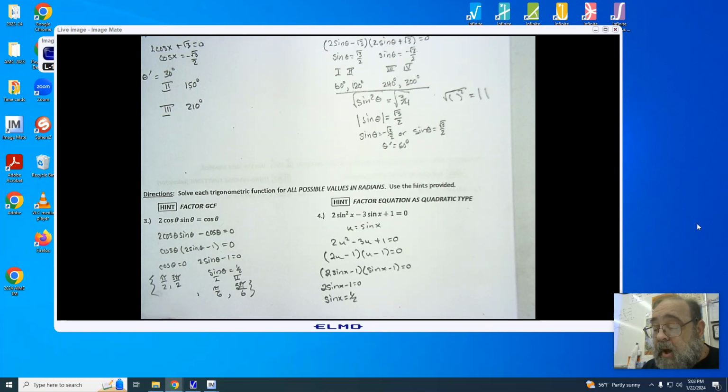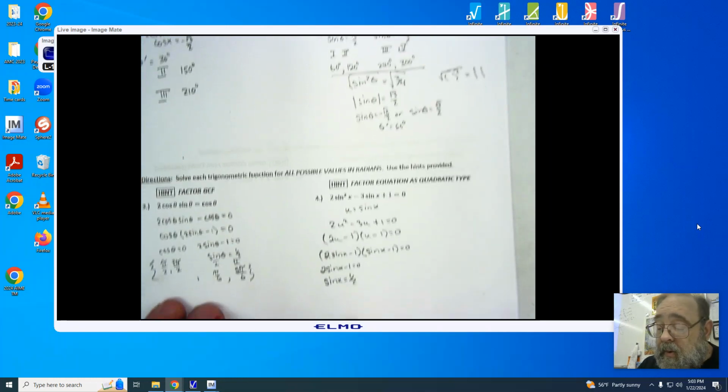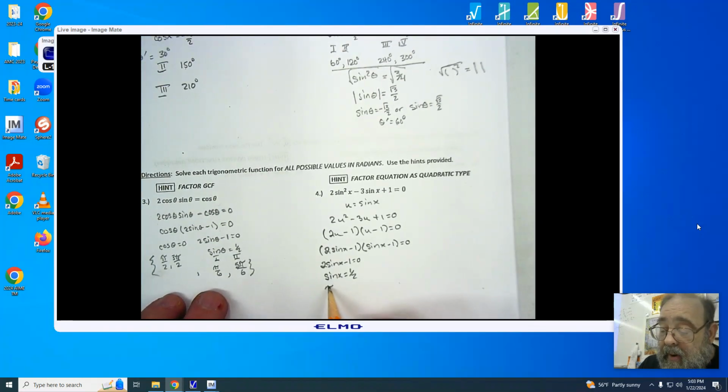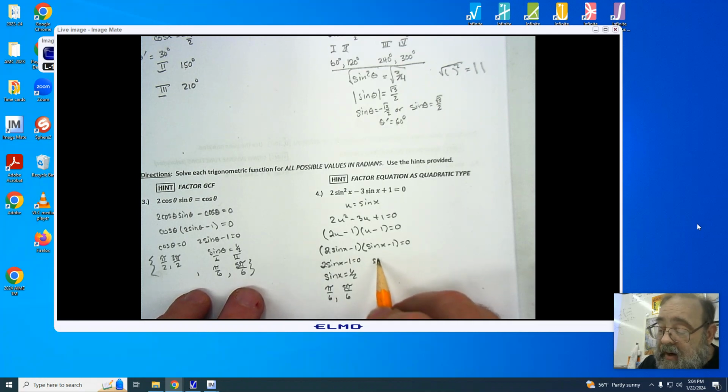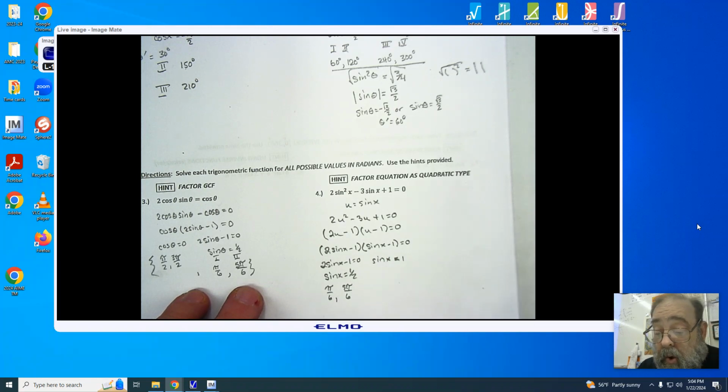And once again, we saw that in the previous problem, so we already know that this would have to be pi over 6 in the first quadrant and 5 pi over 6 in the second. Then finding when sine of x is equal to 1. Now this is a quadrantal angle, that means there's only one solution. It is sitting on an axis, and this occurs at pi over 2. My solutions are therefore pi over 6, 5 pi over 6, and pi over 2.